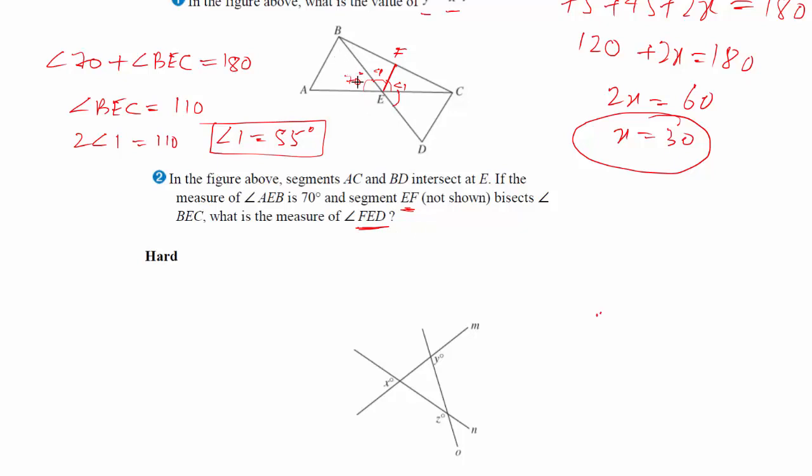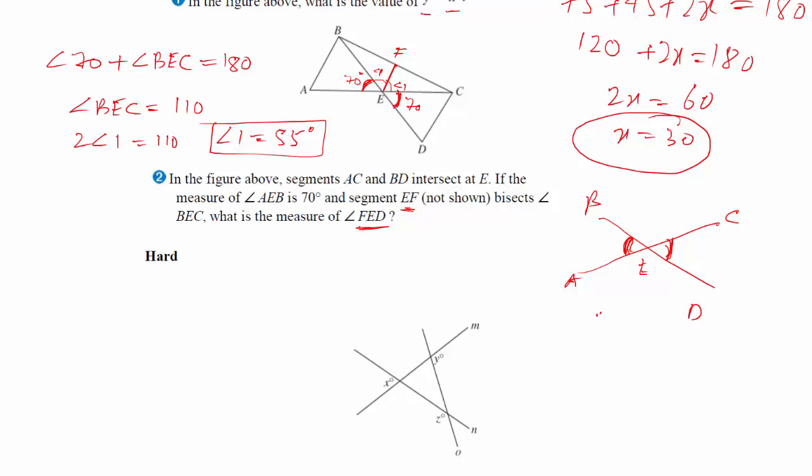Here you're able to see that AEC and BED are cutting each other. Whenever you have two lines cutting each other, you'll have vertically opposite angles. Angle AEB will be equal to DEC, so this angle will be equal to this angle. In the same way here, angle 70 will be equal to angle CED, so this will also be 70.